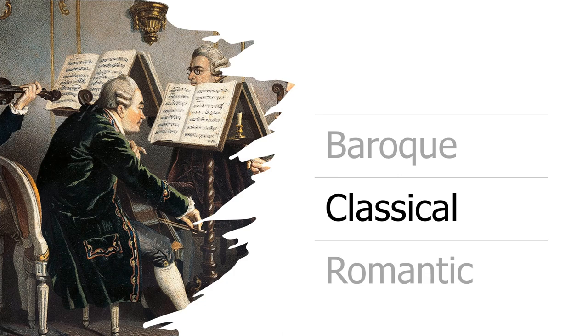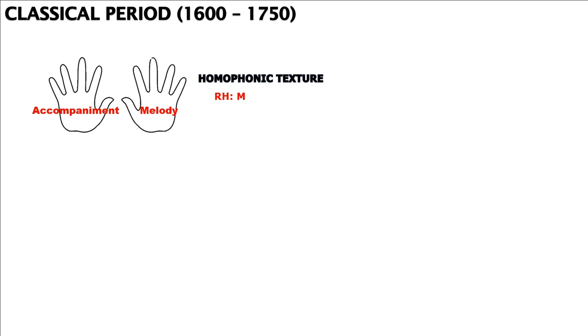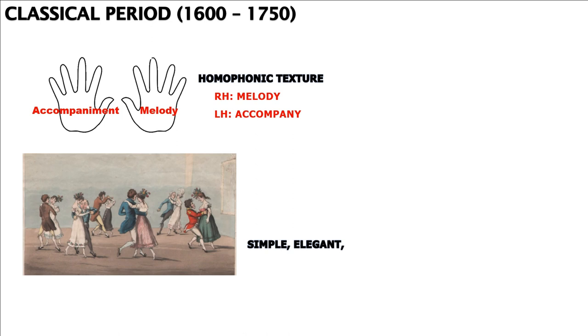The Classical period's main characteristic is an evolution from polyphonic to homophonic texture. The right hand will play the melody, and the left hand will be the accompaniment in Classical period piano pieces. The Classical period melody is straightforward, elegant, and balanced, which is suitable for minuet dances too.